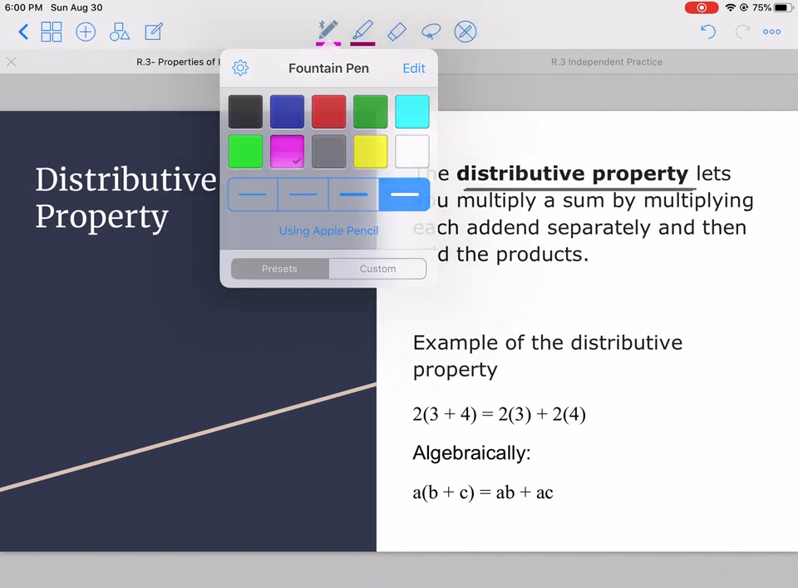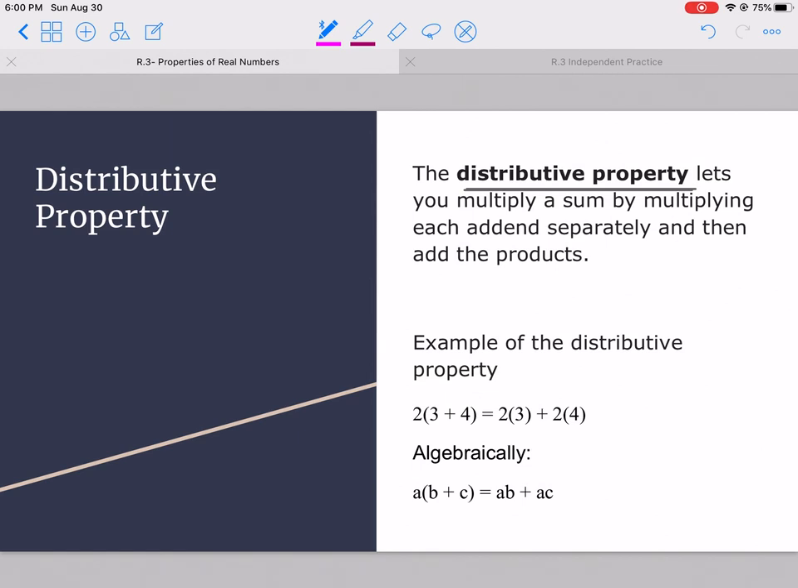Okay, so if we look here, here's an example of distributive property. I have 2 times 3 plus 4. So you might think, because of order of operations, I have to do what's inside the parentheses first, which is normally correct. So you would do 3 plus 4 is 7, and then 2 times 7 is 14. But what the distributive property says is that you can also distribute this 2 from the outside into the inside because there's a plus sign here, okay?